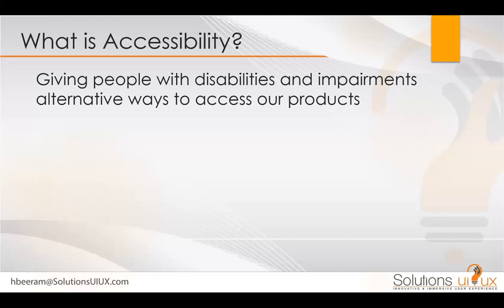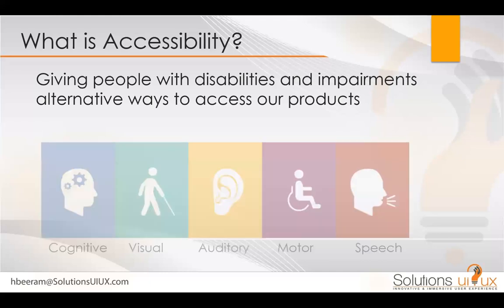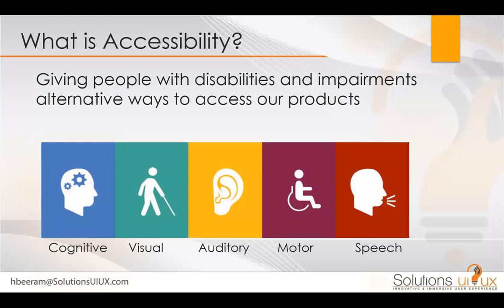It could be an alternative access, or access to the existing product but with an enhanced way of giving that accessibility for all different types of challenges: cognitive, visual, auditory, motor, or speech. So that is basically the two-line definition of what accessibility is.